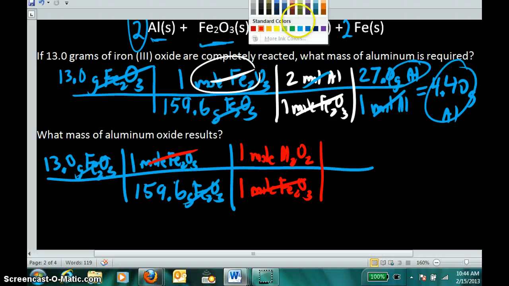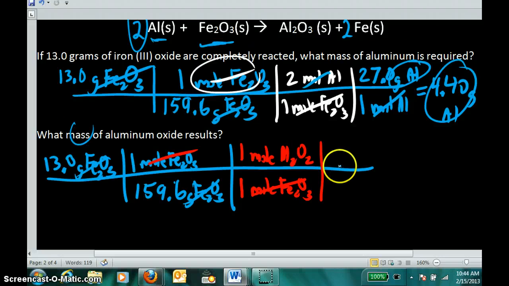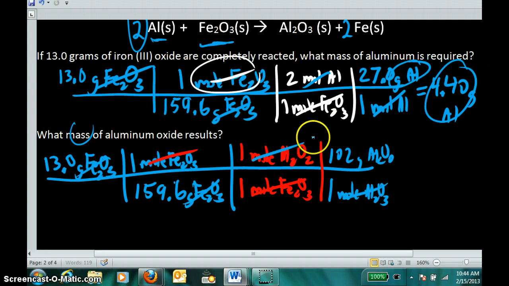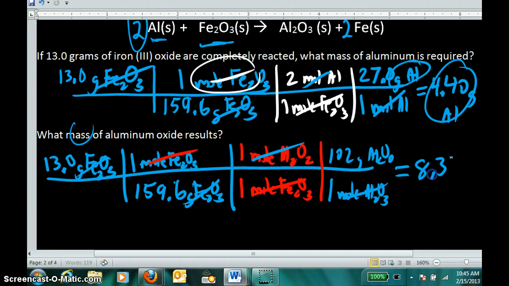Now, same was true in the last problem. Simply because we were asked for a mass, we can quickly do the conversion, and 1 mole of aluminum oxide is equivalent to 102 grams of aluminum oxide, resulting in 8.31 grams of my product, aluminum oxide.